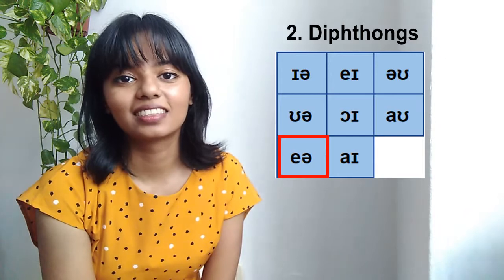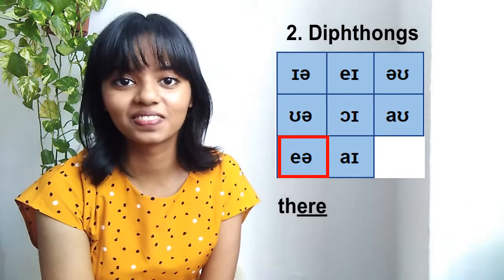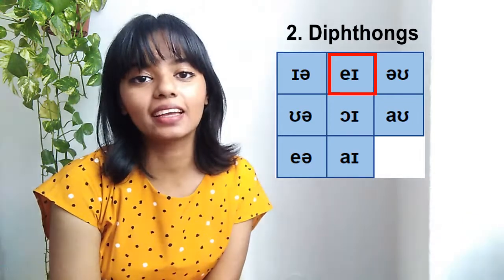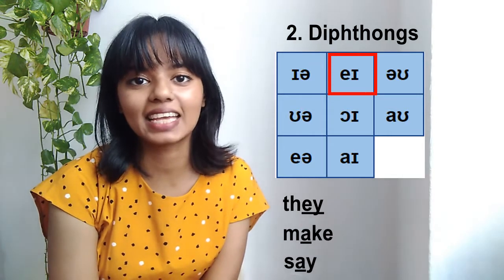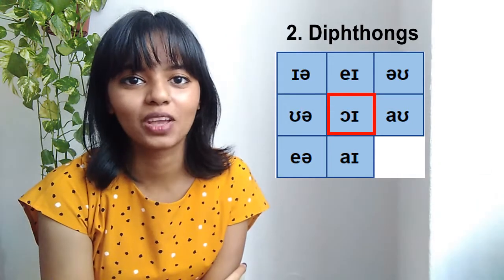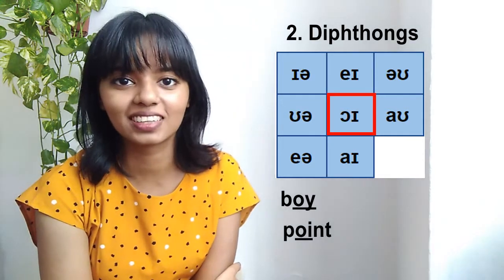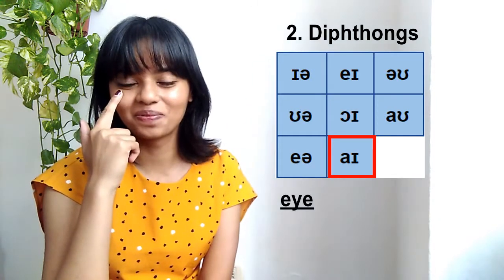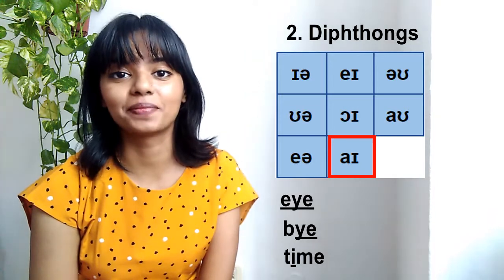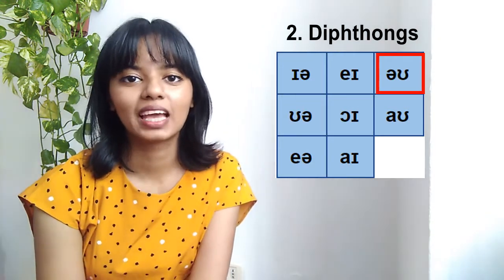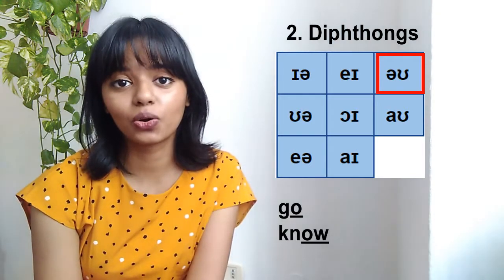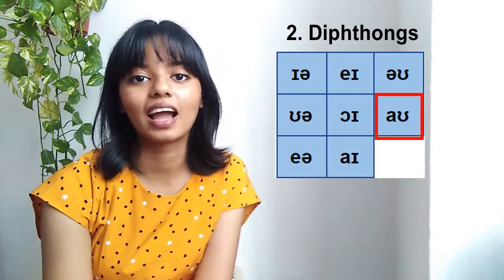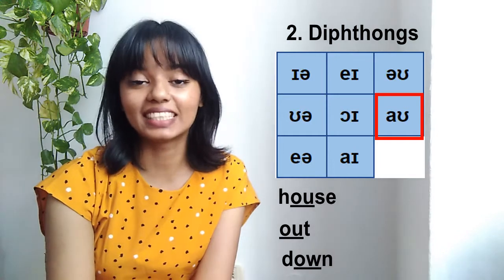Then we have the ea sound. Words with ea are there, hair, fair. Next we have the ay sound. Words with ay are they, make, say. Then we have the oi sound. Words with oi are boy, point, oil. Then we have the eye sound. Words with this sound are I, buy, or time. Then we have the oh sound. Examples are go, no, only. And finally, we have the ow sound. Words with ow are house, out, and down.